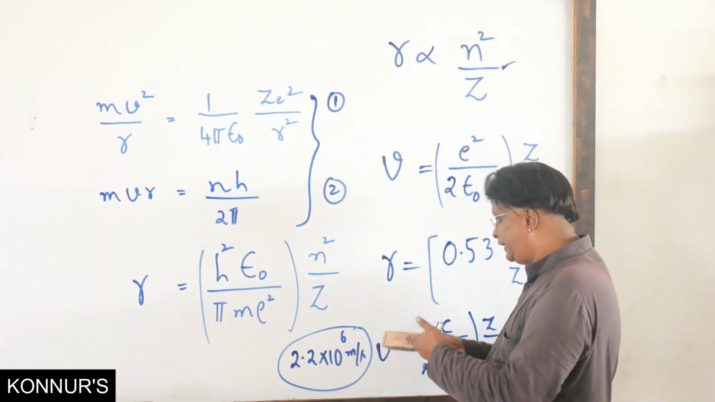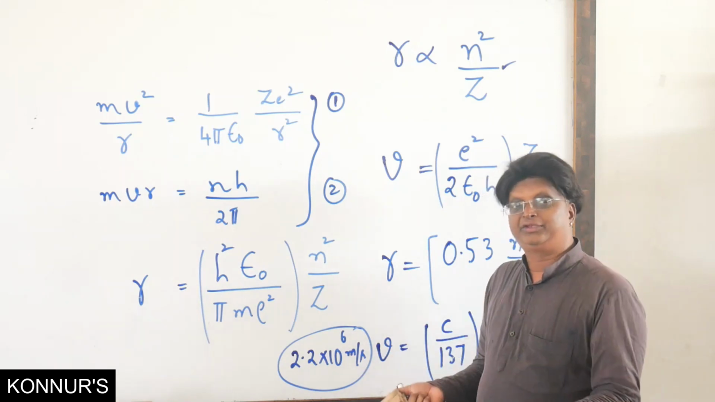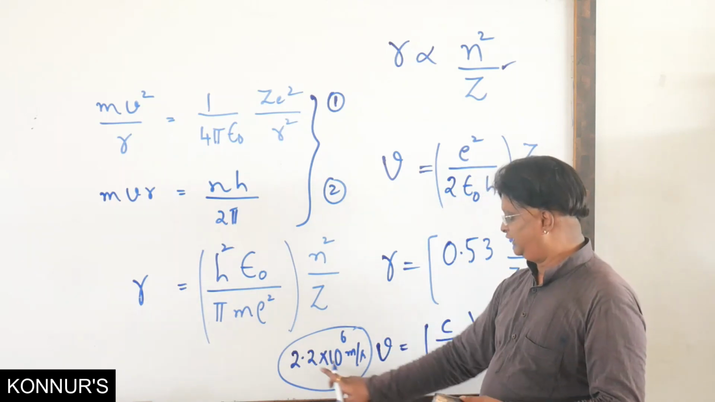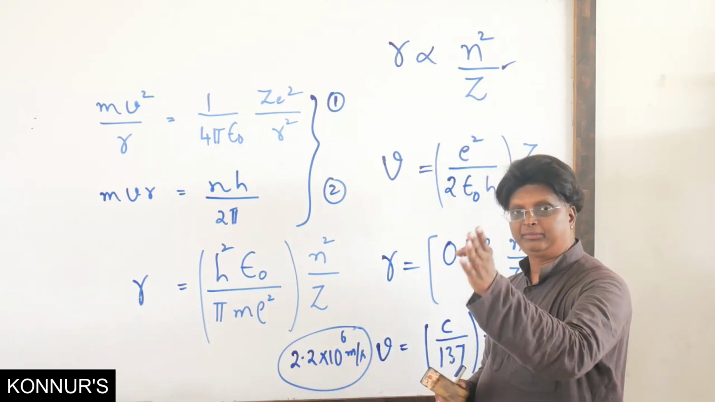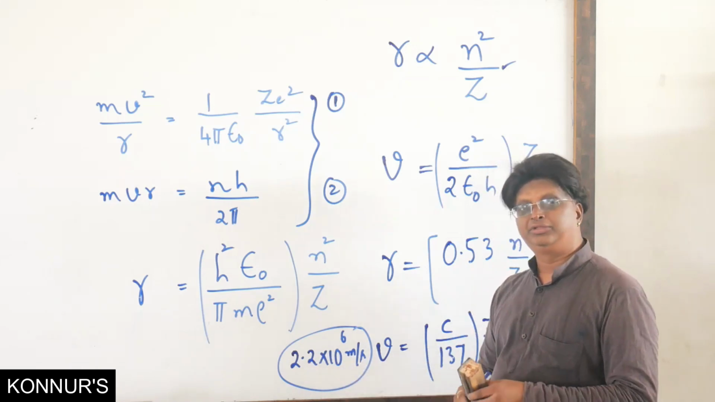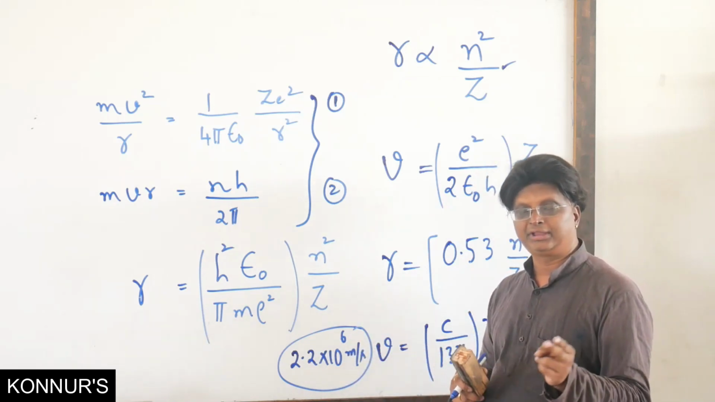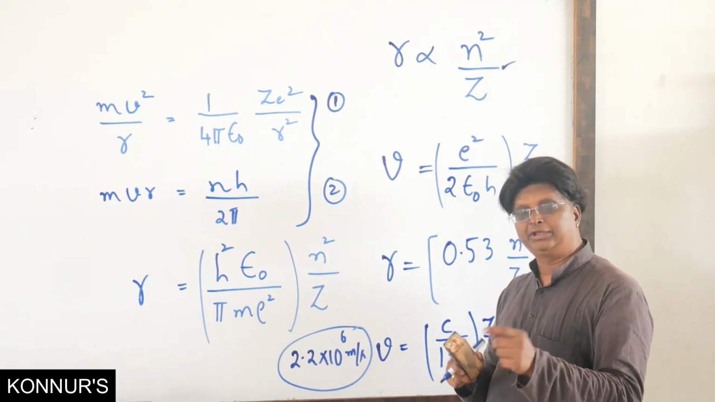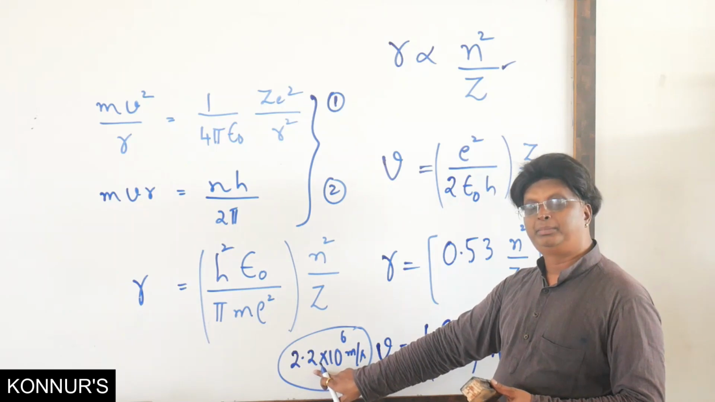Now, if you compare this with the speed of light, what is the percentage? Again, it can be a question, is it not? Then it becomes 2.2 by 3, which is nearly 0.7, and then 10 raised to minus 2 is also there, into 100. So this is 0.7%.